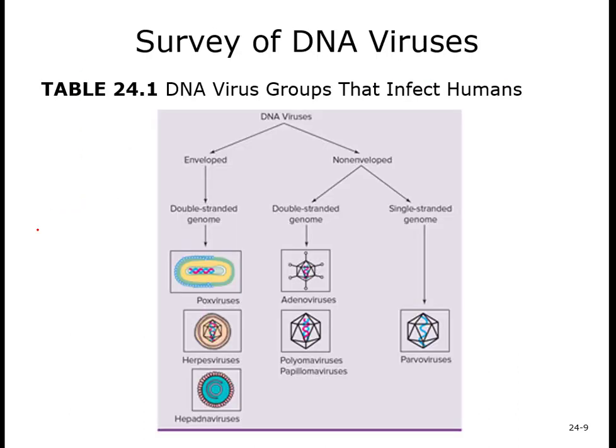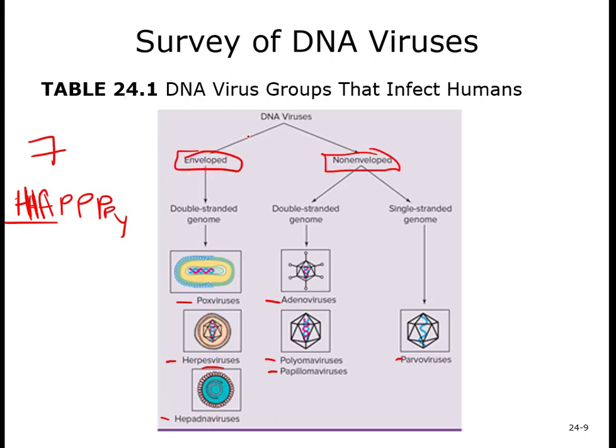So the DNA viruses are broken up into 7 groups, and you'll see they spell happy. So the H is herpes viruses, and then another H for hepatinovirus, that's hepatitis. The A is the adenovirus, and then there's actually 4 P's: poxvirus, polyoma, papilloma, and parvo. The way that we categorize DNA viruses, first we look at whether it's enveloped or non-enveloped. So you can see here, we go to envelope.